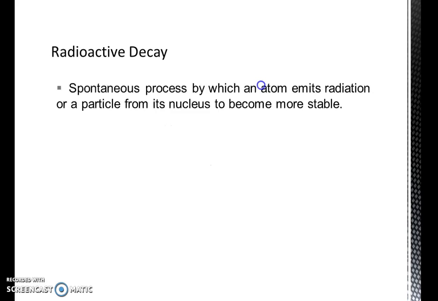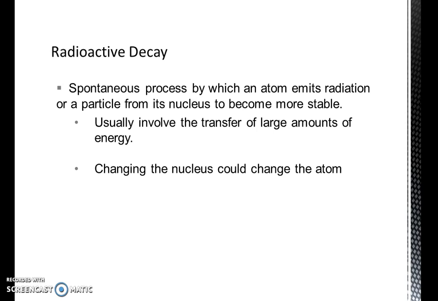Okay, so radioactive decay. What do we mean by this? This is just the spontaneous process during which an atom will emit or release radiation or a particle from its nucleus in order to gain stability. Typically when this is done, there's going to be a lot of energy transfer, and then the nucleus of the atom typically will be changed in some way. And the two types we're going to talk about are alpha decay and beta decay.